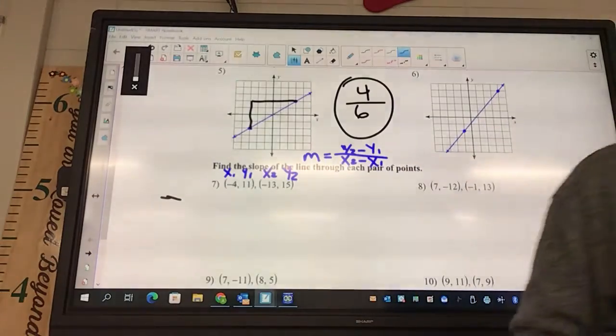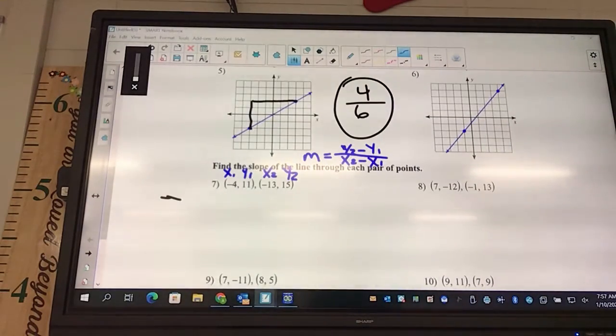While you guys are waiting, get a calculator. There's some up here. You're going to need one, and I'll show you how to do it, and it does all that for you.